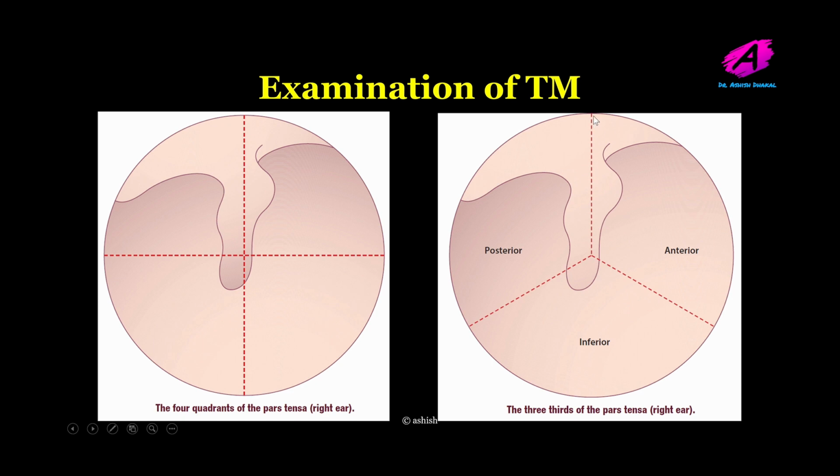Now there is a newer classification of thirds of the pars tensa. According to this, you divide the tympanic membrane into 3 parts. So this is the anterior part, this is the inferior part, and this is the posterior part. Each part would be around 33% of the area of the tympanic membrane.